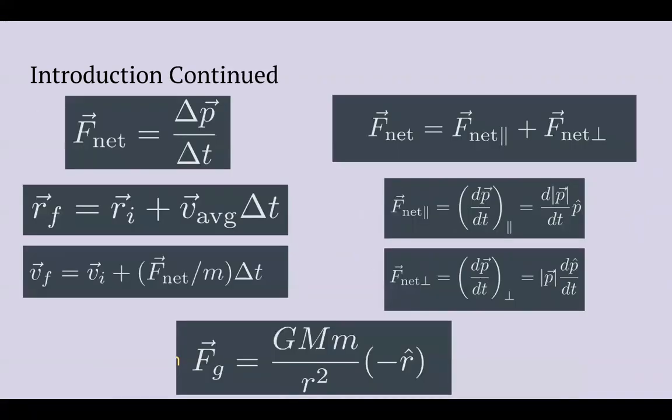The first formula we will use is the momentum principle. F net equals the change in momentum over the change in time. Since we know this, we can substitute in dp over dt everywhere it says F net. We'll also use that the net force is equal to F net parallel plus F net perpendicular. We can break this down even more into individual formulas for F net parallel and F net perpendicular components.